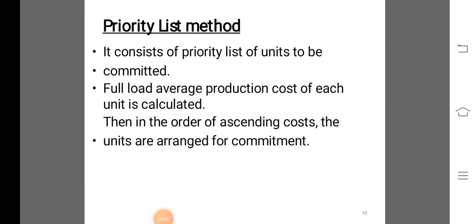Hi everyone, let's go with the priority list method. The priority list method is one of the solutions to the unit commitment problem.